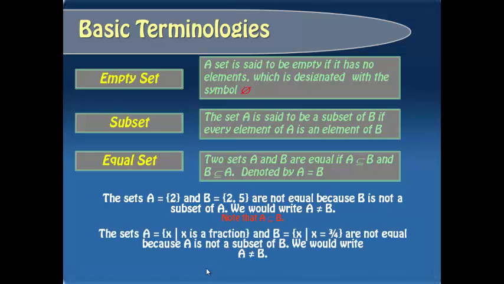Another example: set A = {x such that x is a fraction} and B = {x such that x is 3/4}. Sets A and B are not equal because A is not a subset of B. We can write that A ≠ B, but we have to notice that B is a subset of A.